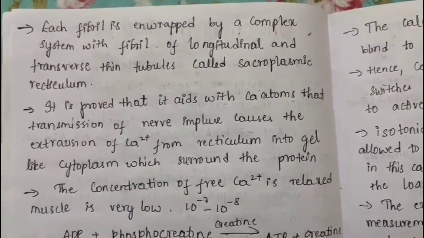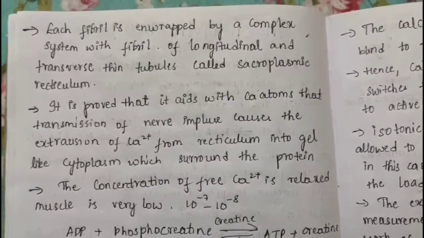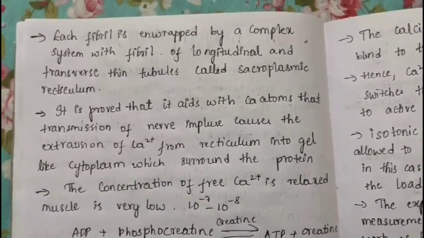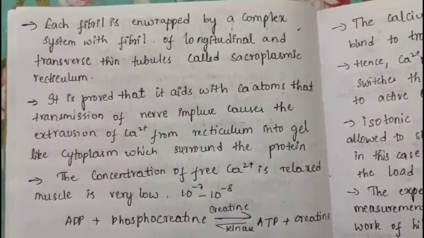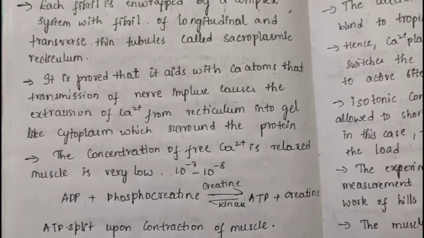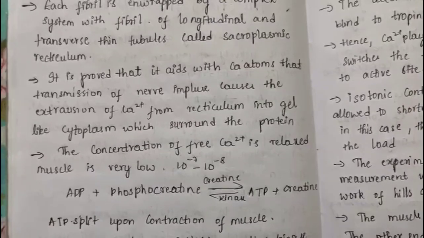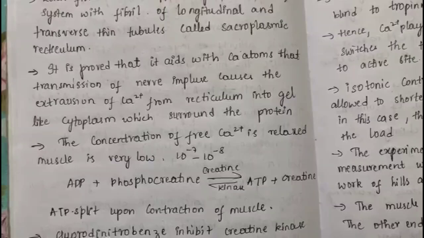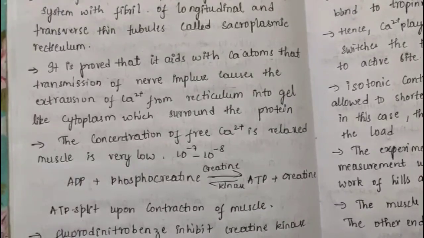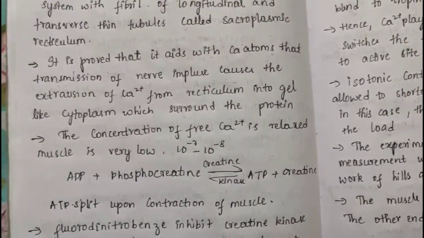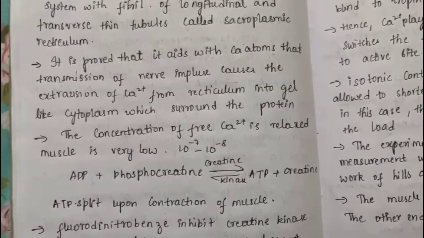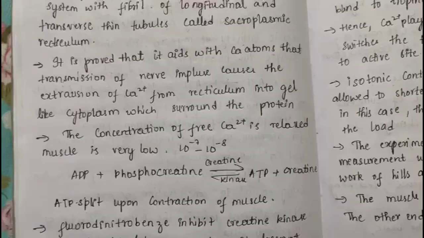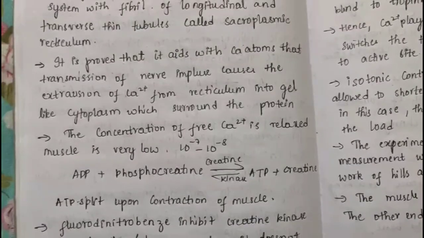Each fibril is enwrapped by a complex system of longitudinal and transverse thin tubes called the sarcoplasmic reticulum. It is proved that it aids in storing calcium. The transmission of the nerve impulse causes the transition of calcium from the reticulum into the gel-like cytoplasm which surrounds that protein. The concentration of free calcium in resting muscles is very low, like 10 to the power of minus 7 to 10 to the power of minus 8.